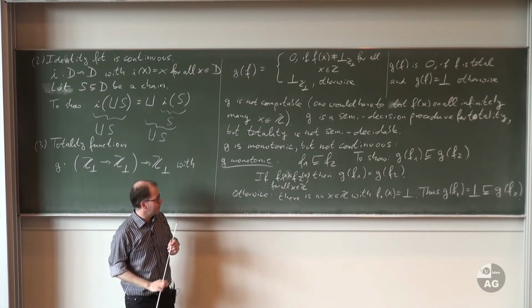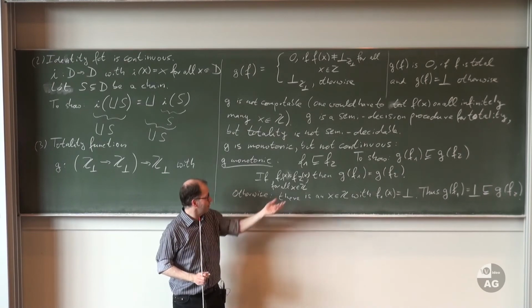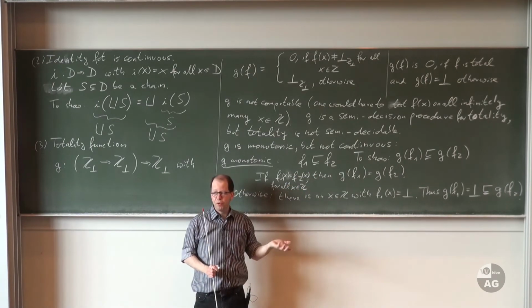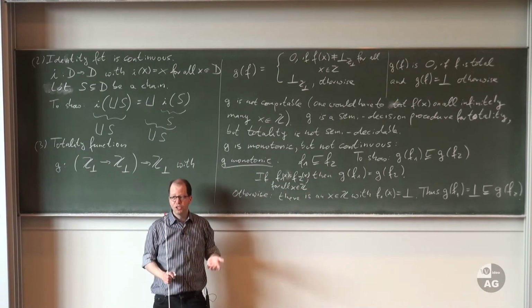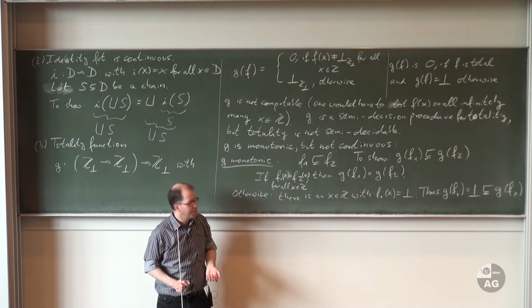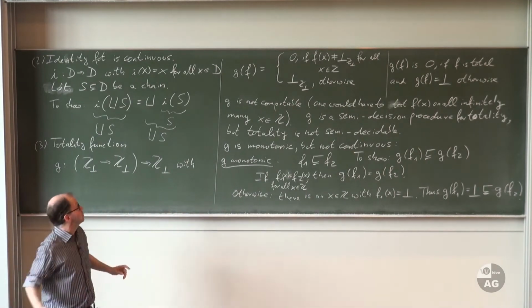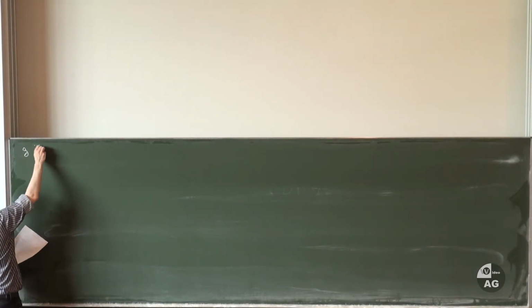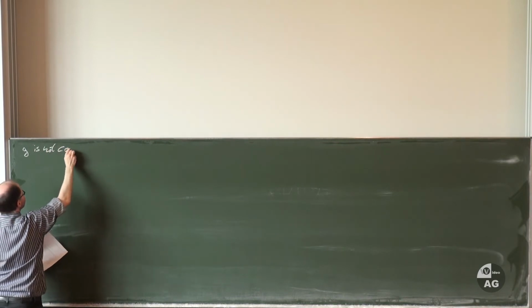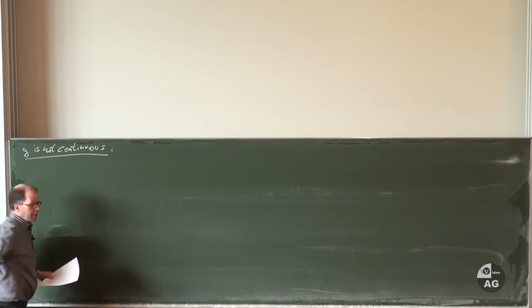So this is really monotonic. If I make f more defined, then either they are both not total, or both total, or f1 is partial and f2 is total, and in all cases, G will be monotonic as well. So G is monotonic, but G is not continuous. Why is G not continuous? My claim is that G is not continuous, and to show this, I give a counterexample.